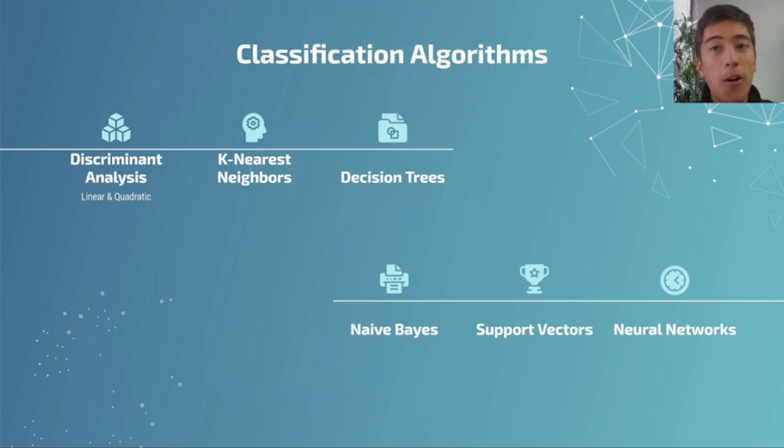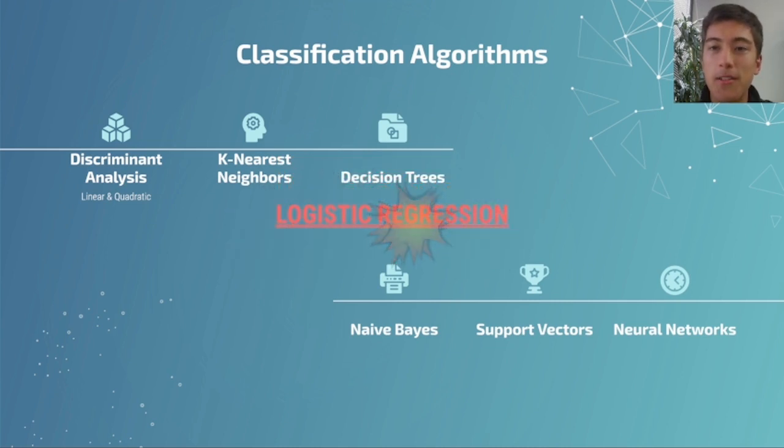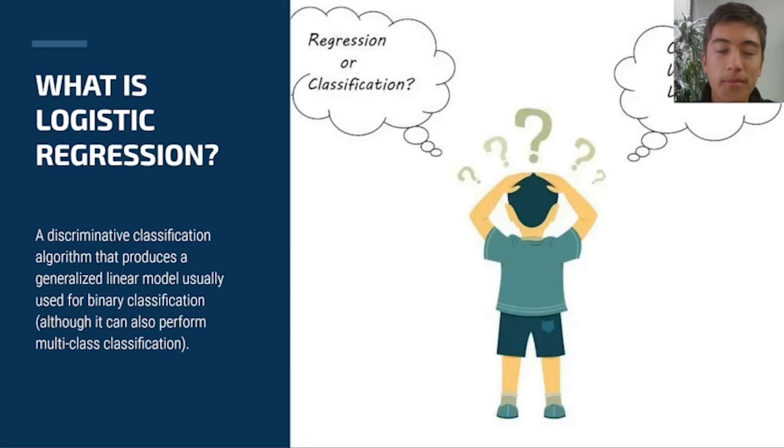Because even though we have all these other classification algorithms or classifiers listed here, today we're going to be talking about logistic regression, which is the most fundamental and basic classification algorithm. So what exactly is logistic regression?